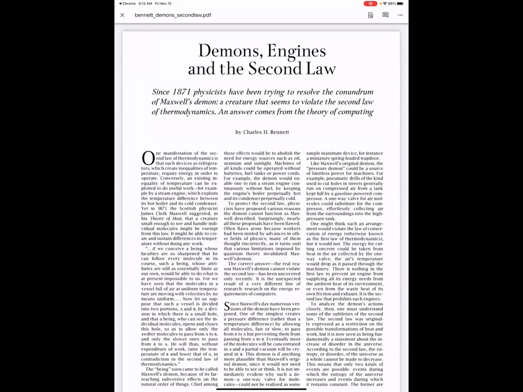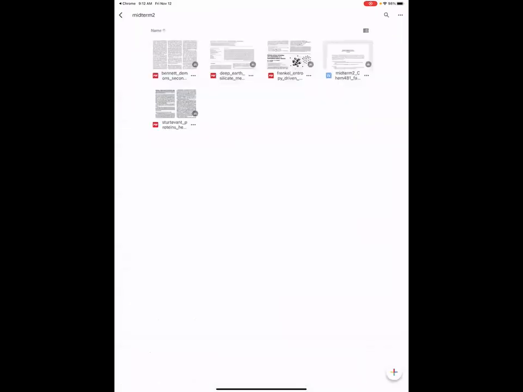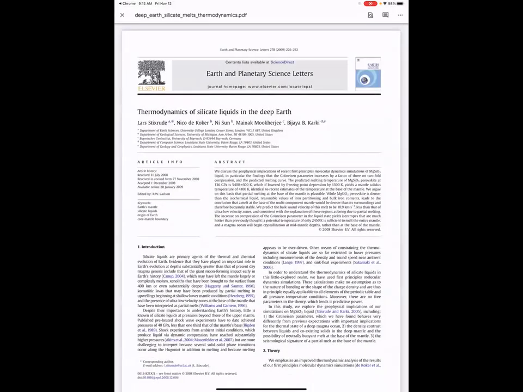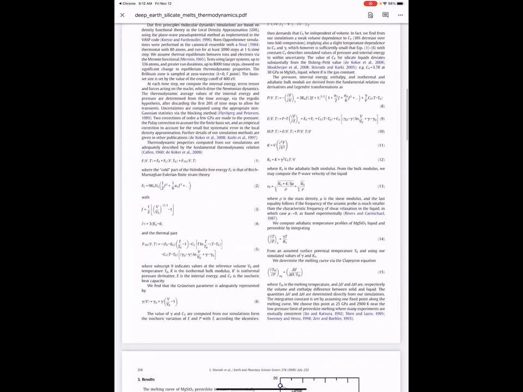And in this paper, he reconciles Maxwell's demon with the second law of thermodynamics through some ideas, and you will study what those are. The second paper, Cosmo's gonna like it, is a geology paper from Earth and Planetary Sciences Letters. What you might not like is that it's got a bunch of equations.